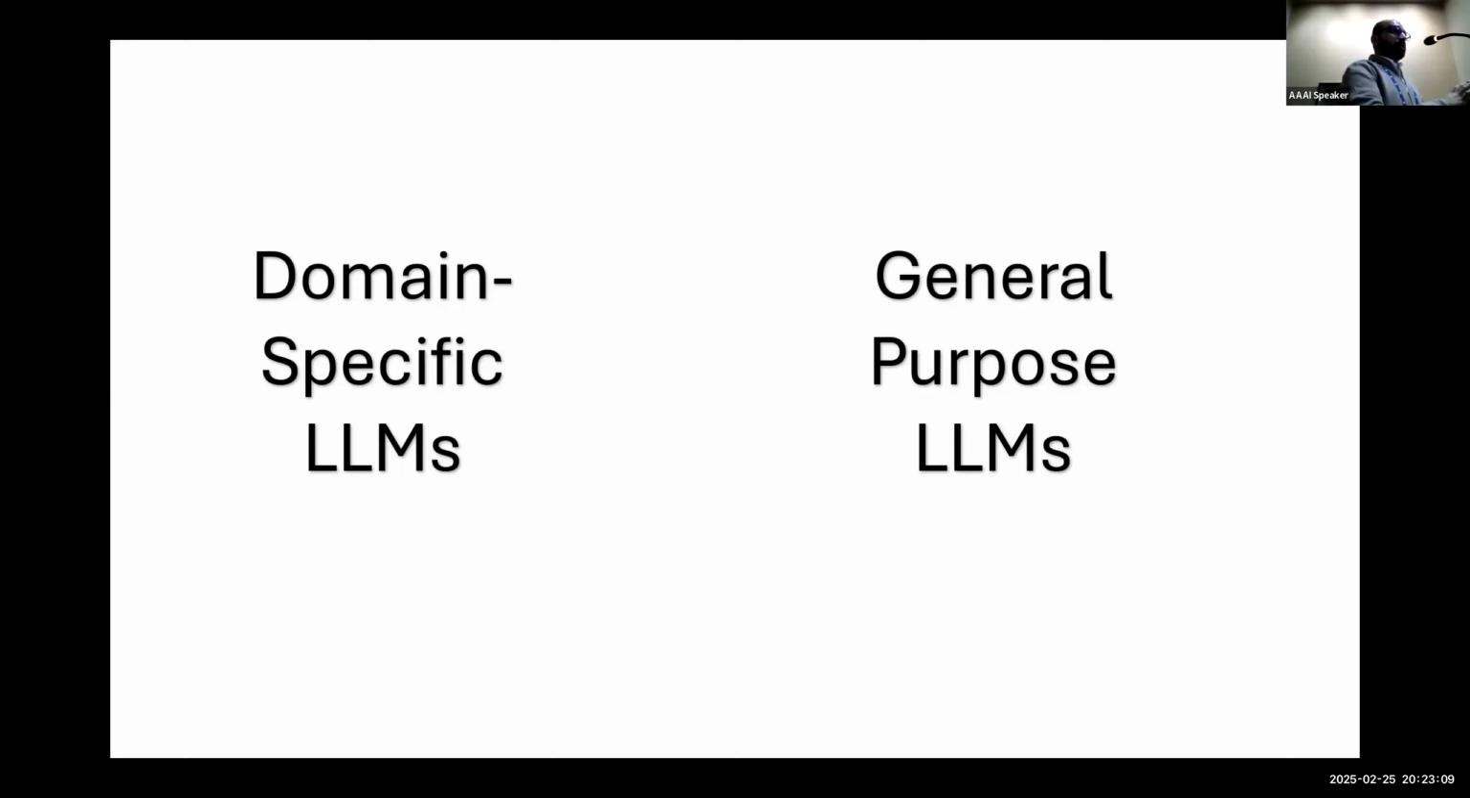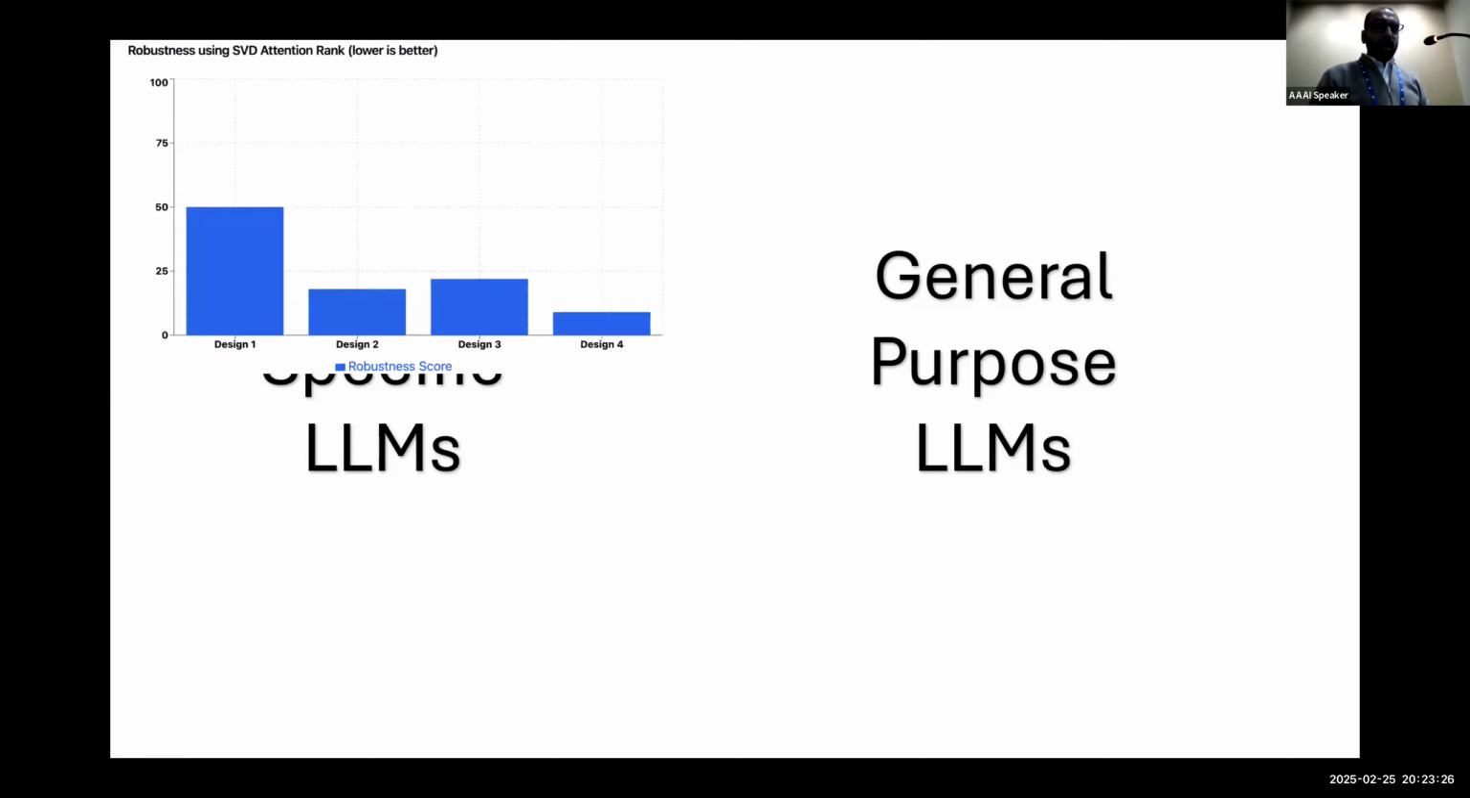When I'm talking about domain-specific, I'm only looking at the ones that have been defined for psychology-related tasks, like Scikit-BERT, MedAlpaca, and those models. And when I'm talking about general purpose, I'm looking at Llama, Mistral, Phi, and those models. When we look at design 1, design 2, design 3, and design 4, we want to analyze the robustness of these models. This is where we want to focus.